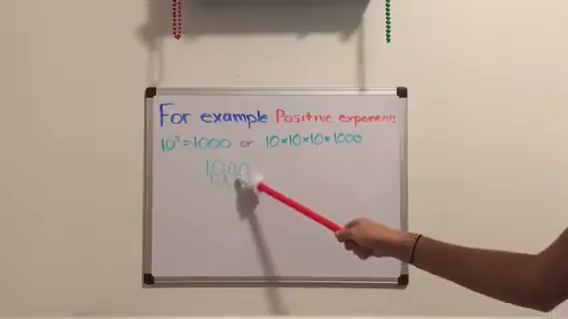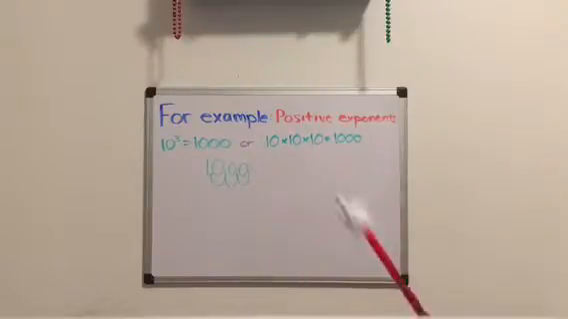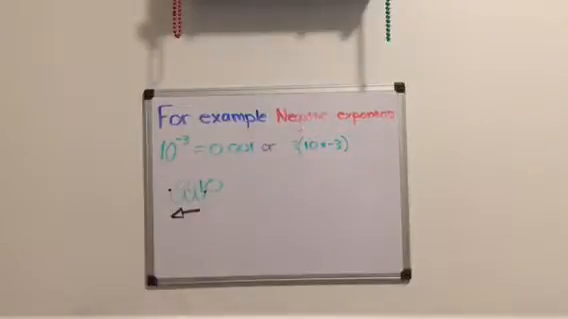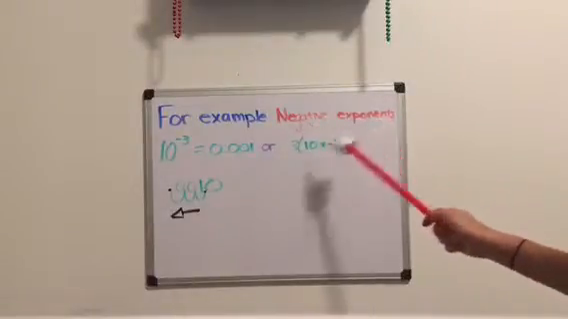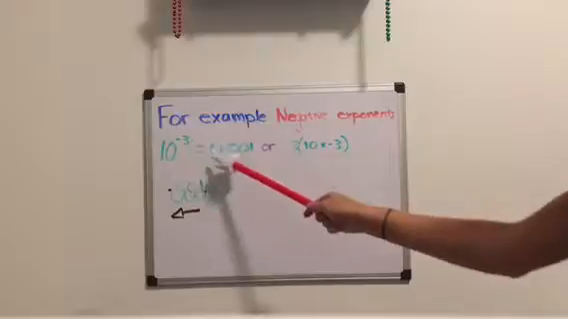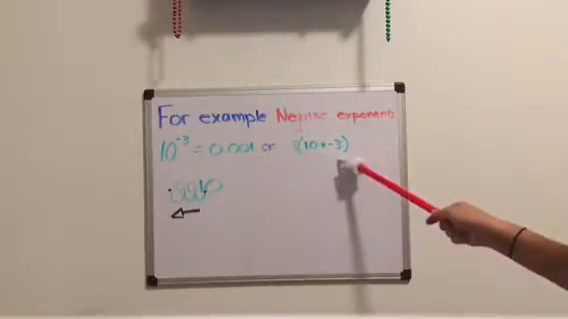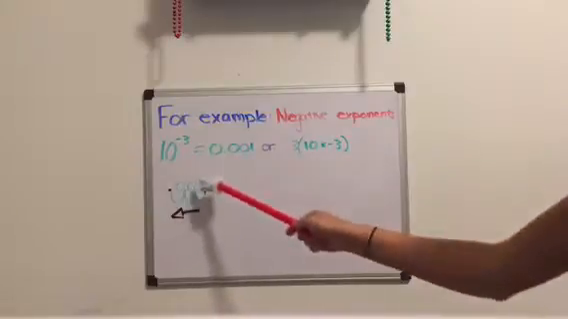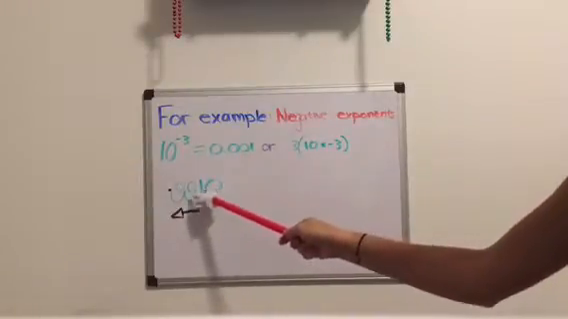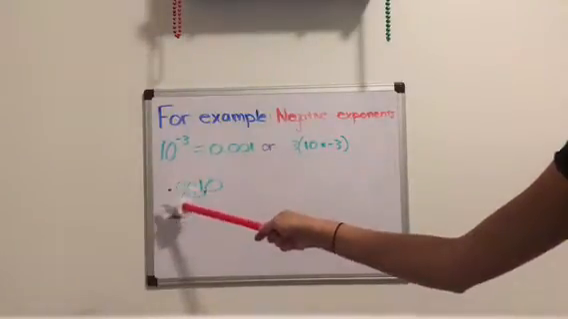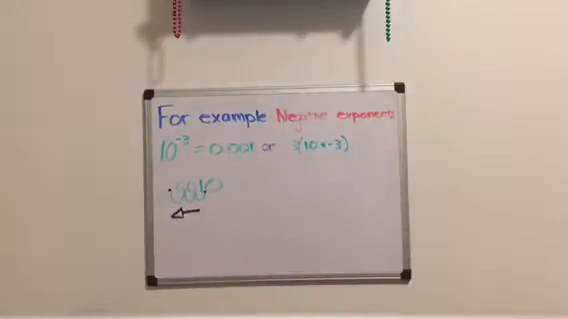you move the decimal point to the right 3 times because it is a positive exponent. With negative exponents, you would do 10 to the power of negative 3 equals 0.001, or 10 times negative 3, 3 times, or you just move the decimal point to the left 3 times because it is a negative exponent.